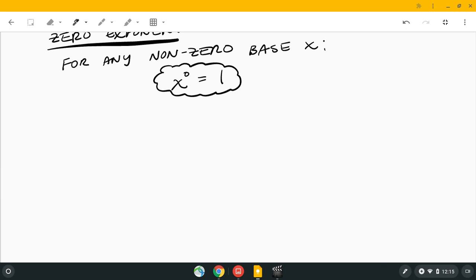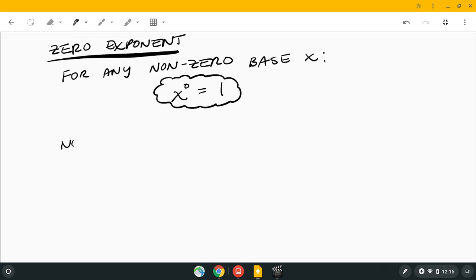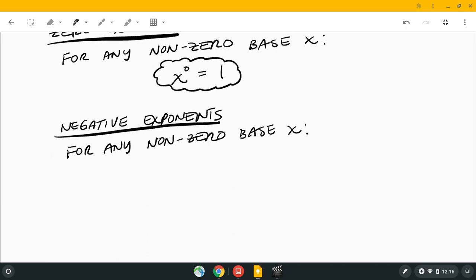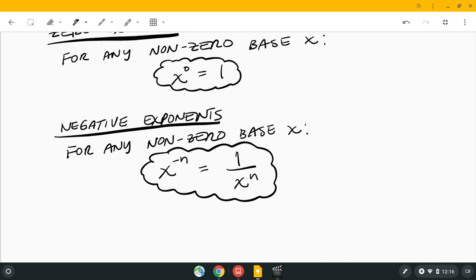And then for negative exponents, also for any non-zero base x, if you have that base and you raise it to a negative exponent, then you end up taking the reciprocal, and then the exponent becomes positive.